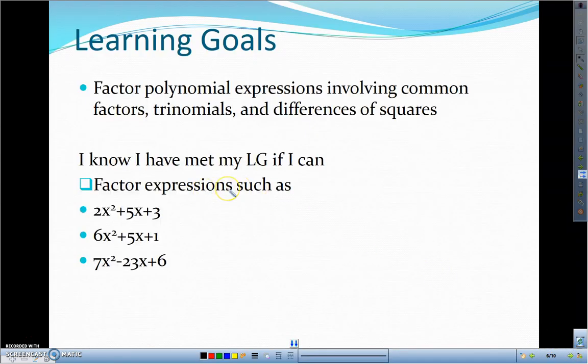By the end of this lesson, the goal we hope to accomplish is to be able to factor expressions that look like this. At first glance, you might think, why don't we just factor out a 2? But 2 can't be factored out between 2, 5, and 3. So we're going to see how we can actually do that.